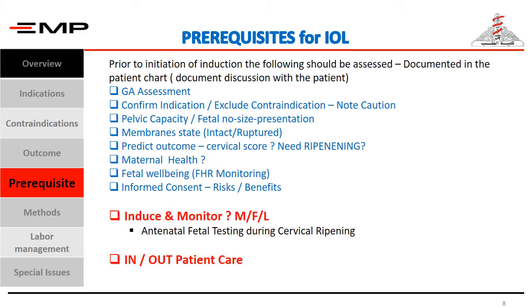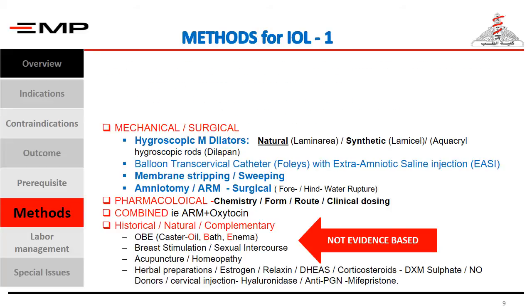All inductions are carried out in hospital. The possibility of having cervical ripening outside the hospital will be discussed in the next face-to-face session. The following slides show various methods for labor induction, mostly mechanical and pharmacological. Historical or natural methods are listed, yet not evidence-based.